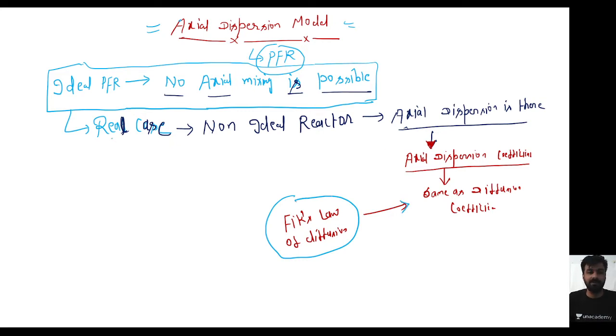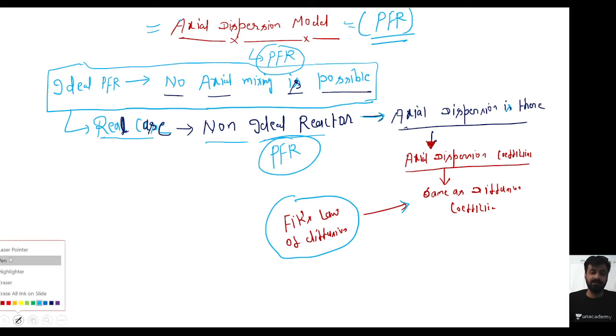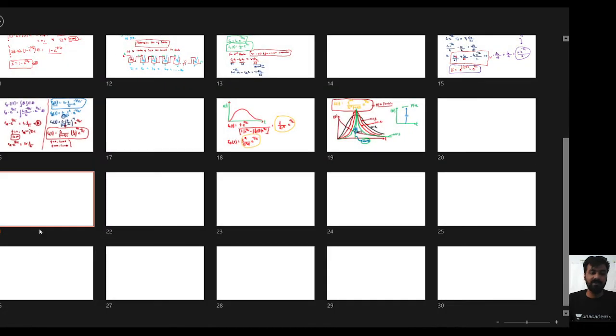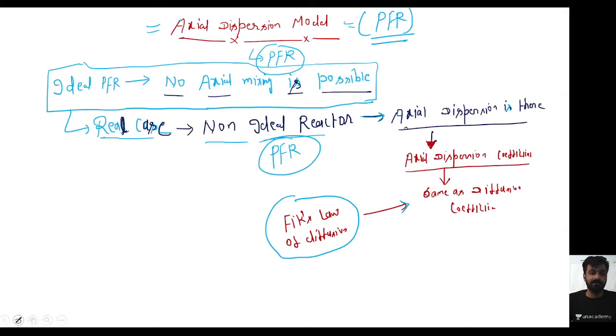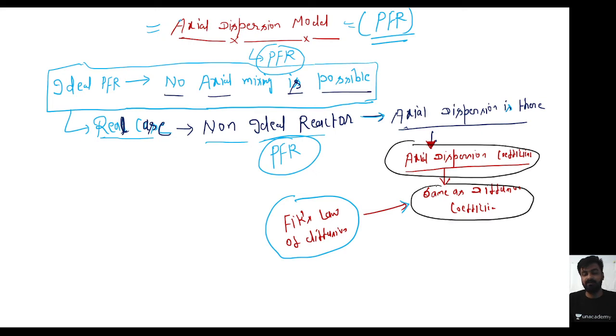Whenever we talk about the real reactor, this is the case of a non-ideal reactor, and in a non-ideal reactor, axial dispersion will be there. In the case of PFR also, I am only talking about PFR, not CSTR, because this model is valid for PFR. So the axial dispersion coefficient will be there, and it is the same as your diffusion coefficient, and it will also follow, my dear friend, Fick's law of diffusion. I think up to this everyone is clear now.